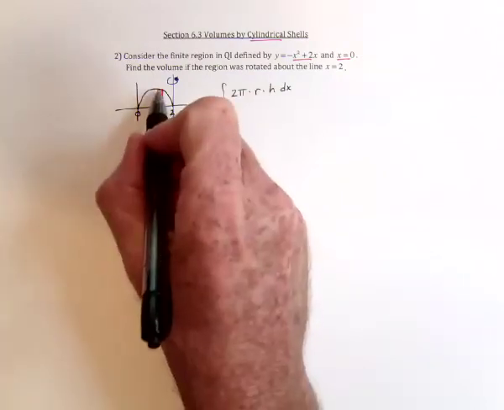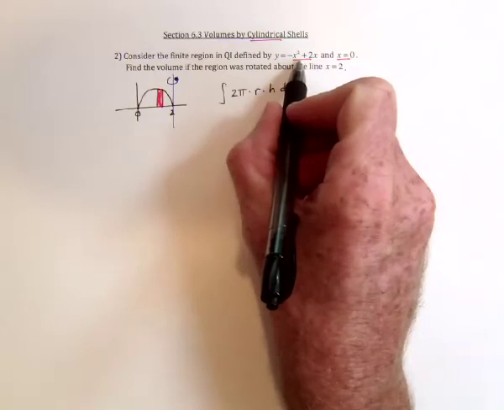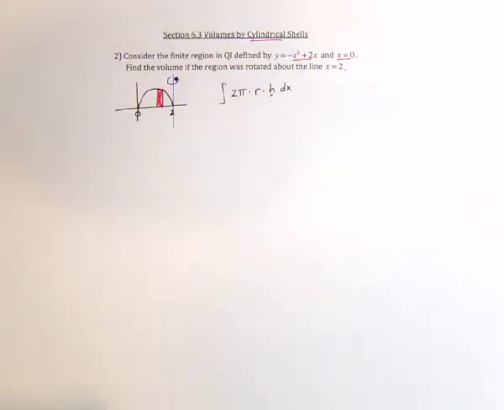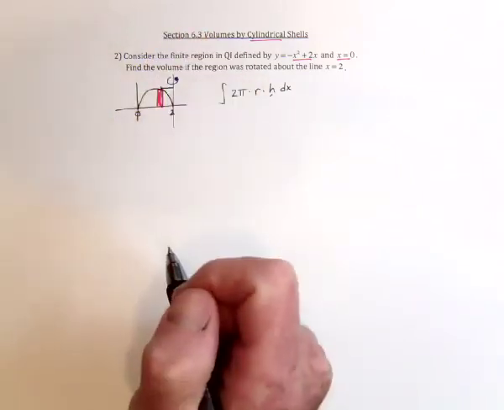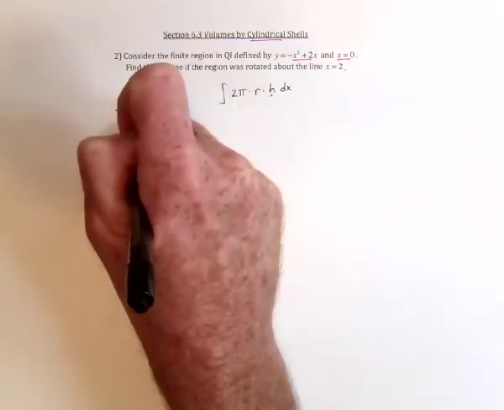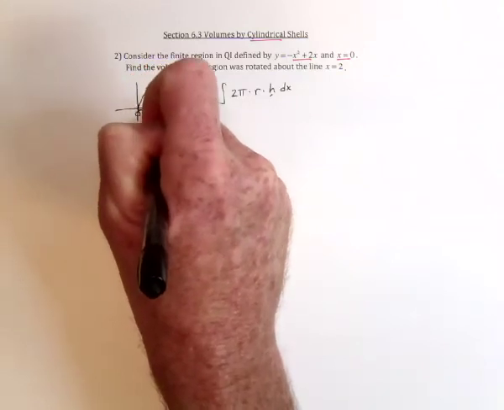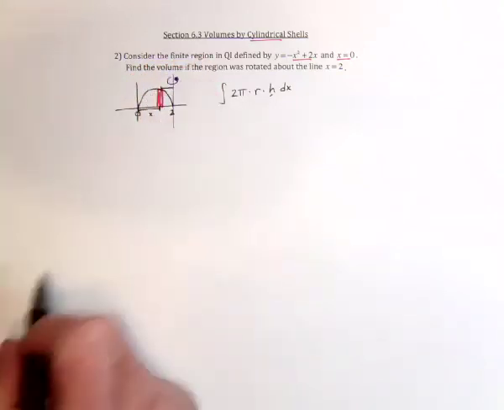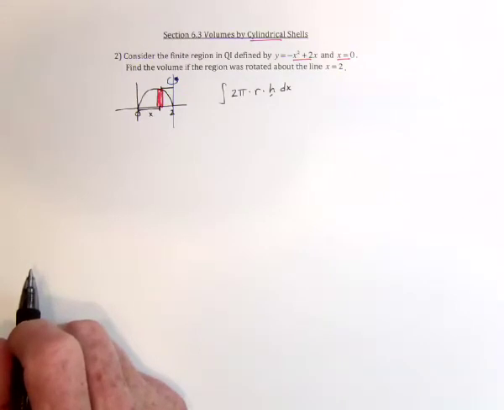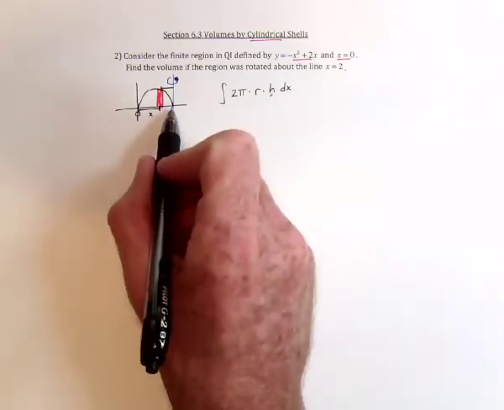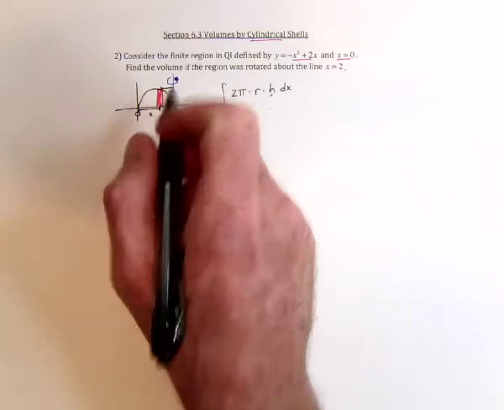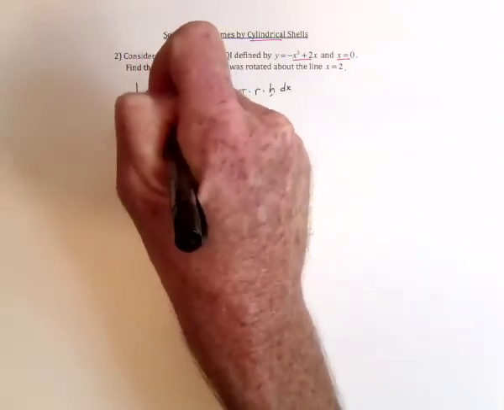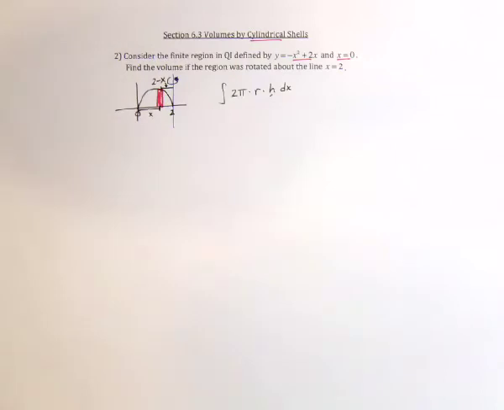So the height of this rectangle is given by the parabola. That's not a problem. The r, well, the r has to go from the axis of rotation over to the rectangle. So if we were to go from this axis over to here, that would be a length of x, as x ranges from 0 to 2. And if you get all the way over here, that's a length of 2. So this side then would be 2 minus x for that length, or the radius.